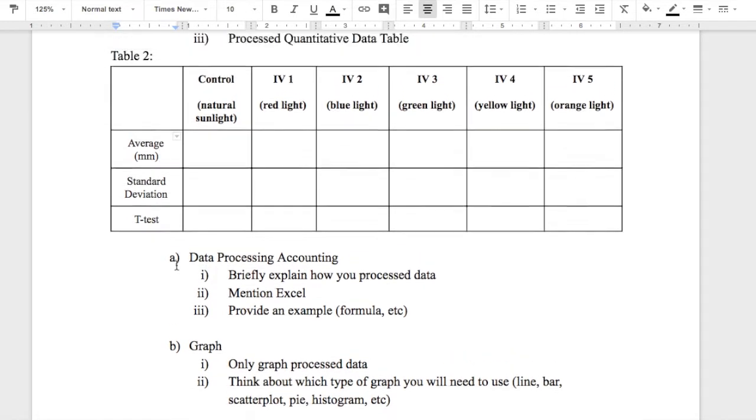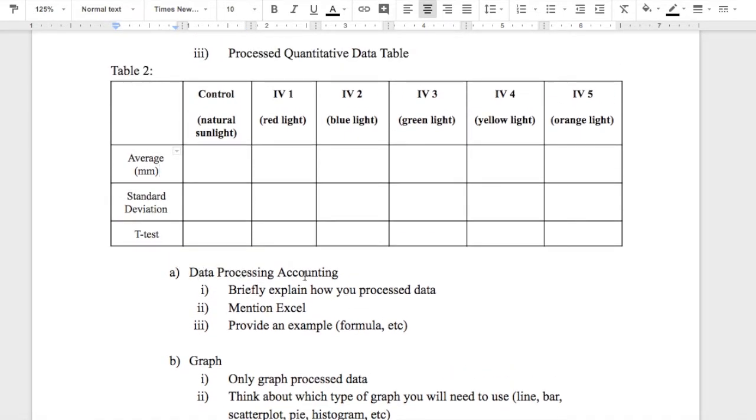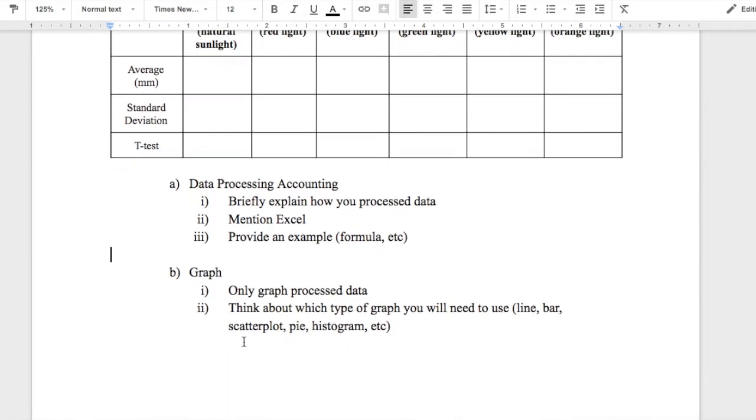After the process data table comes the data processing accounting. In here, you must briefly explain how you process the data. You can mention Excel, so if you use Excel equations, you must provide an example. If there's a certain formula that you used, show how you actually process the data. Then comes the graph.